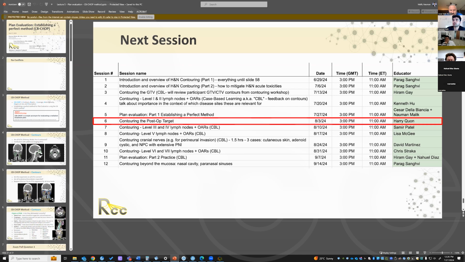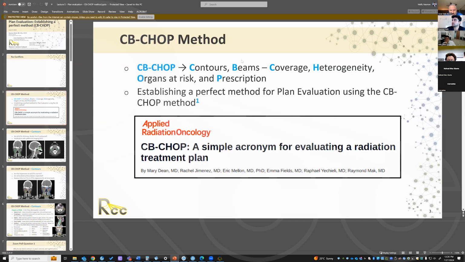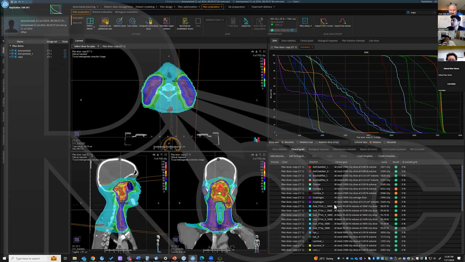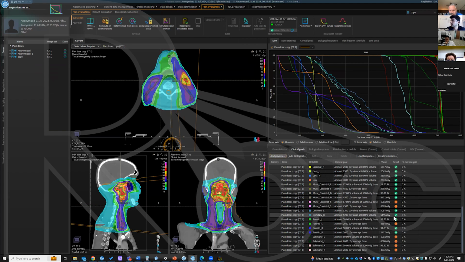So I'm just going to walk you all through this. We had contours, beam, and next we're going to do coverage. Here we can go to plan evaluation and assess for coverage. So we have our clinical goals here. We have our prescription listed above. We want to make sure our PTV coverage is 95%, the 56 is covered enough, and then the high dose is also covered.